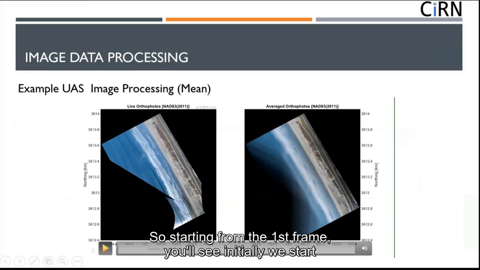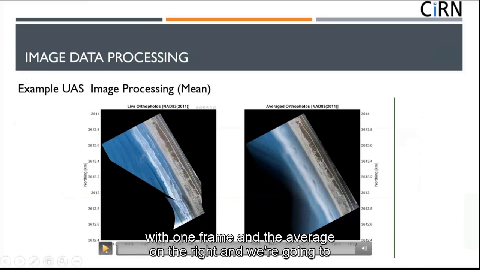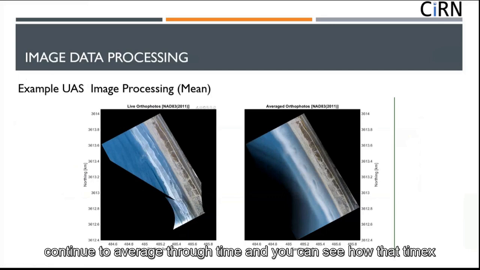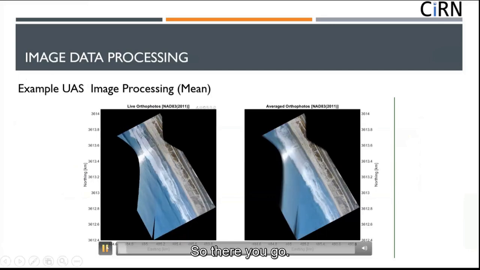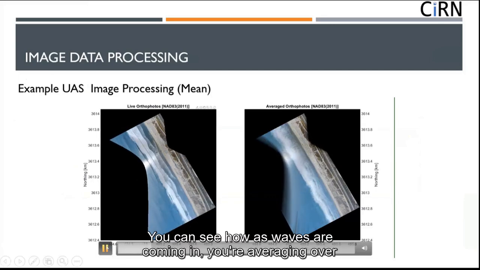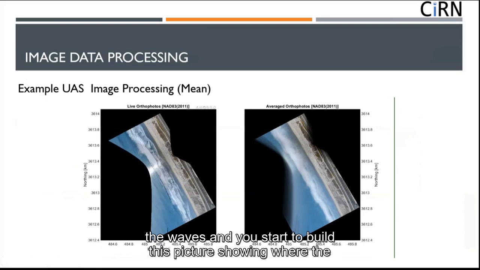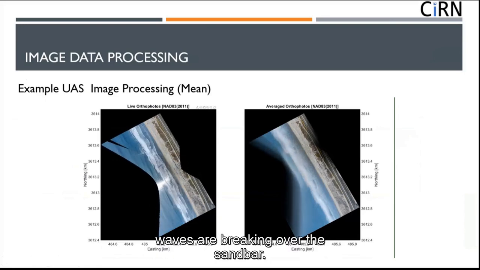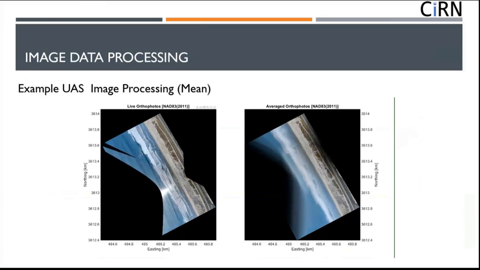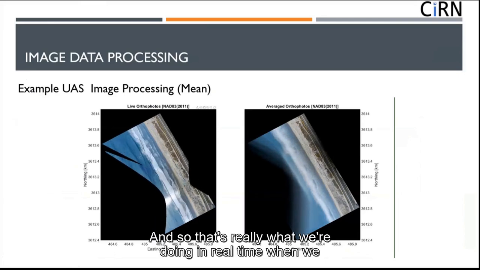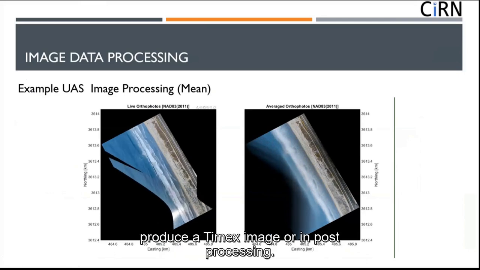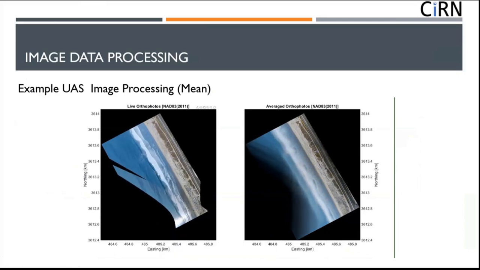So starting from the first frame, you'll see initially we start with one frame in the average on the right, and we're going to continue to average through time, and you can see how that Timex is built up. So there you go. You can see how as waves are coming in, you're averaging over the waves, and you start to build this picture showing where the waves are breaking over the sandbar. And so that's really what we're doing in real time when we produce a Timex image or in post-processing.